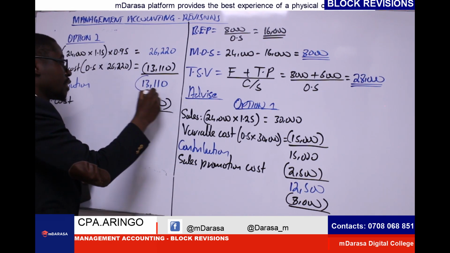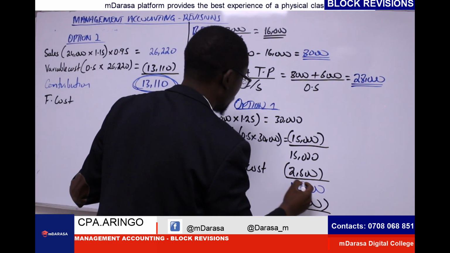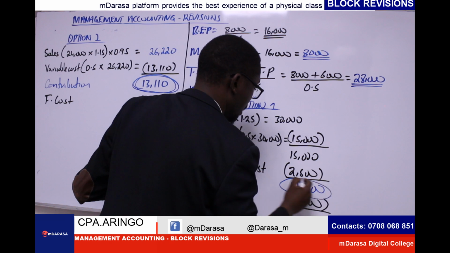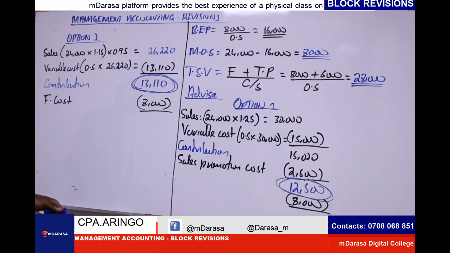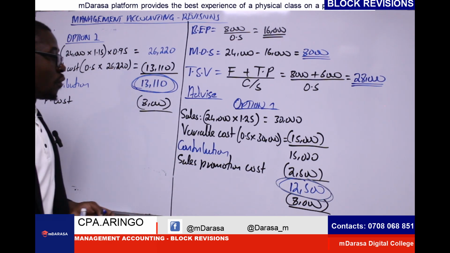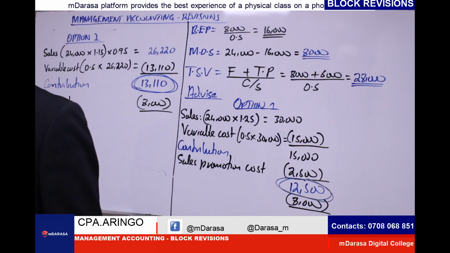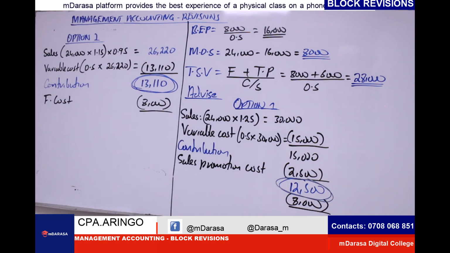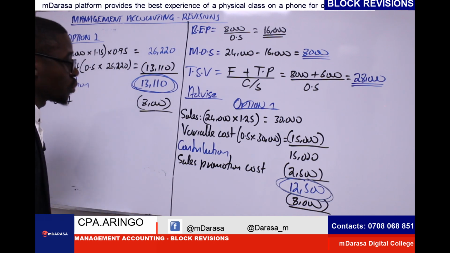Option 1 is giving us a profit of 12,500. Option 2 is giving us 13,110. So therefore, in this case, you can agree that you can advise the management to go with option 2 of increasing our sales by 15% by reducing what? Our selling price. So once we have this, you'll find that you can go with option 2.